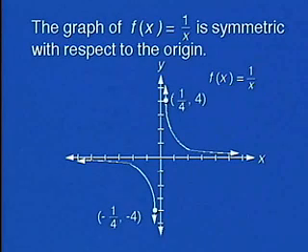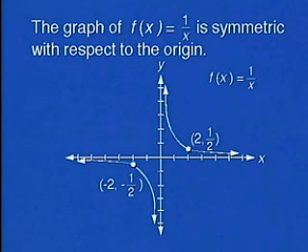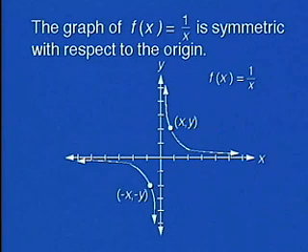Well, if we notice, first off, if I take, for example, the ordered pair (1/4, 4), I also notice at the same time (-1/4, -4) shows up on the graph. If I take the ordered pair (2, 1/2), I notice that simultaneously occurring is (-2, -1/2). In other words, whenever the ordered pair (x, y) shows up on my graph of f, the ordered pair (-x, -y) will also show up on my graph if my graph is symmetric with respect to the origin.